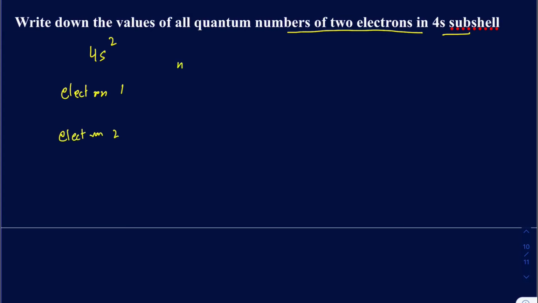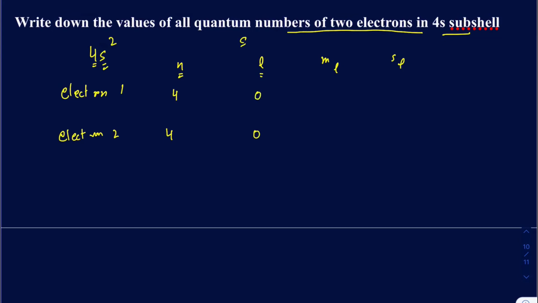Okay, so let's say the n value, and then you have the l value, the m of l value, and then the s of l value. Your n value obviously comes from the number in front of the subshell, which is 4. So both of those electrons have an n value, or principal quantum number, of 4. For the l value, which is the angular quantum number, that depends on which subshell you're in. In this case, it's the s subshell, and for an s subshell, the value of l is 0. So it's going to be 0 here and 0 here.